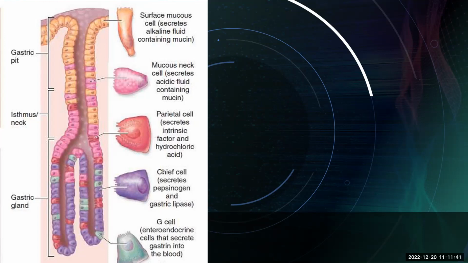This one is from chief cells, pepsinogen. Parietal cells, they secrete HCl, actually it's hydrogen and chloride. Mucus cells secrete mucin, the glycoprotein.